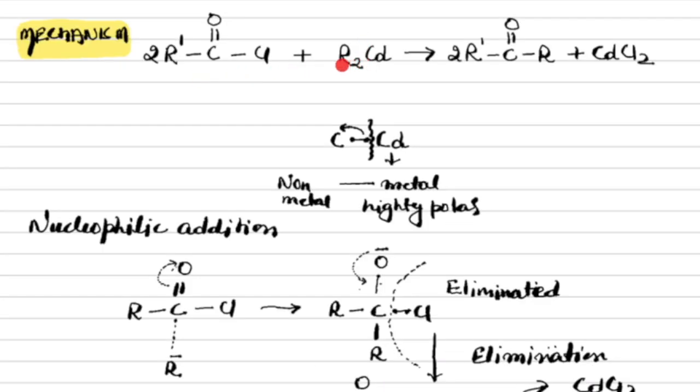This bond is getting cut, then nucleophilic addition is happening here. This bond is taken back here. Chlorine is then eliminated. This oxygen again establishes the double bond, and this chlorine gets eliminated and attached with this cadmium, which is electropositive, and cadmium chloride is formed. And here we are getting ketone. So that is the mechanism for this reaction.